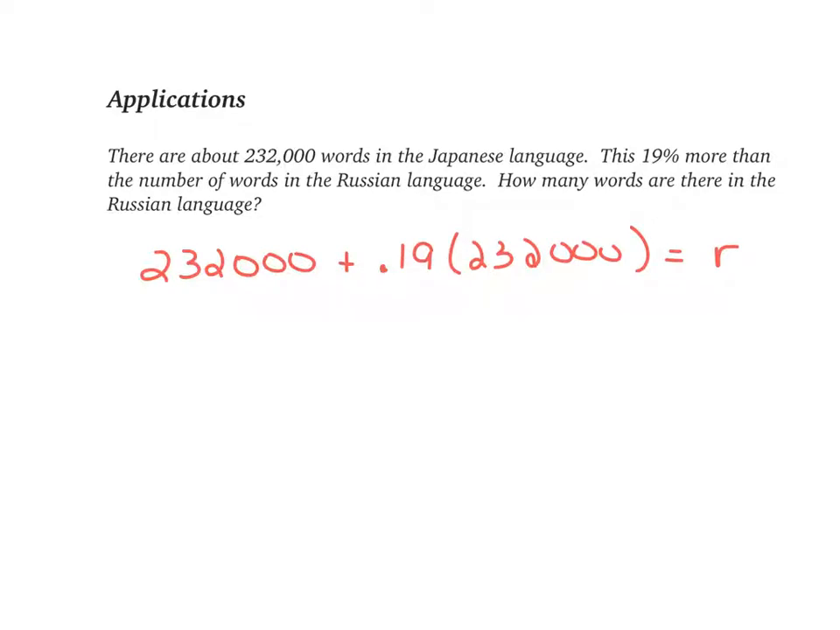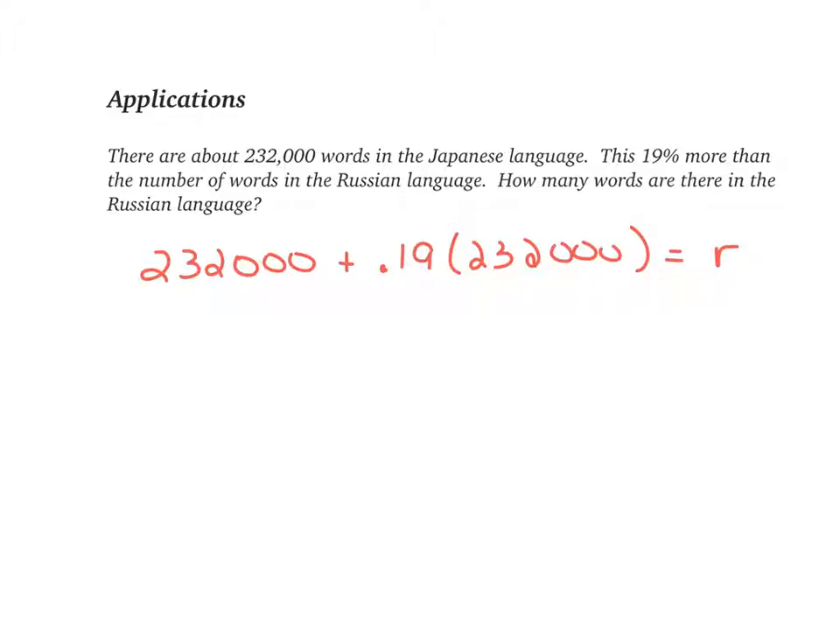Okay, some applications here. Bad news is we've got about 3 more slides and they're all word problems, but hang in there. I'm trying to show you one of everything that you're going to see tomorrow. This one says there are about 232,000 words in the Japanese language. Let's say this is 19% more than the number of words in the Russian language. How many words are there in the Russian language?